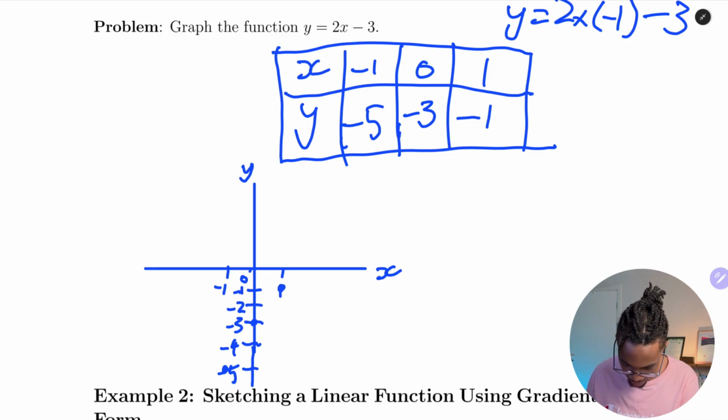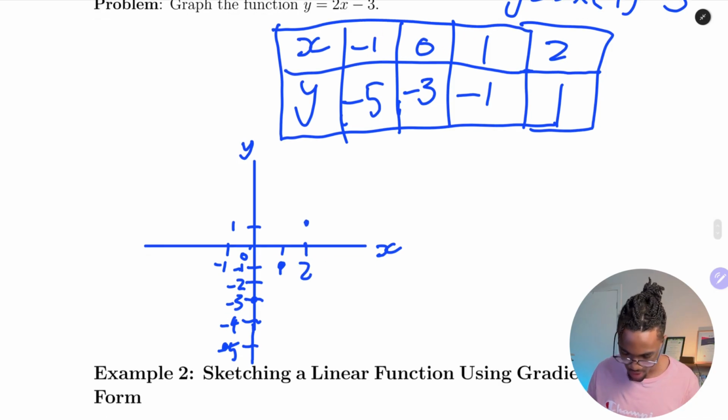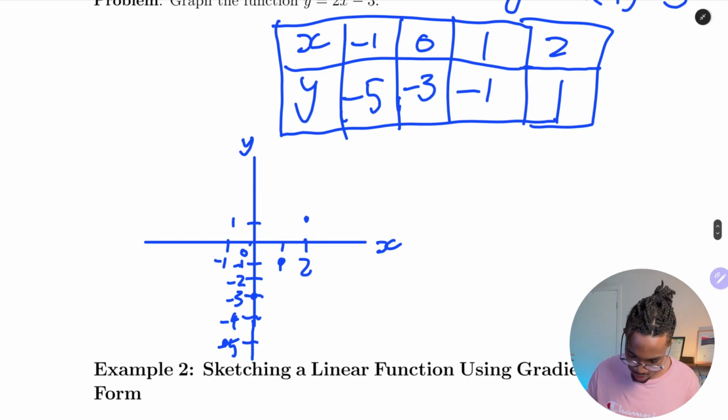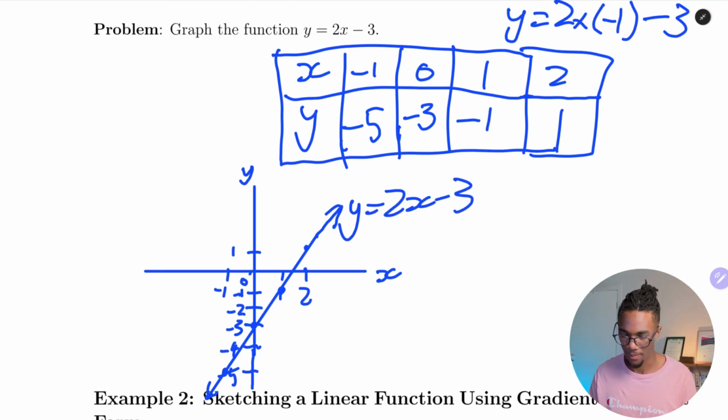So that's here. I'll just do another point just to make this a bit clearer. So if we put 2 here, it's going to equal 1. So at 2, we have 1. And then we just draw a straight line to intercept these. Obviously, you'll use a ruler. I'm just going freehand for now. Draw an arrow, and then put the equation, y equals 2x minus 3. And that's our linear equation done.